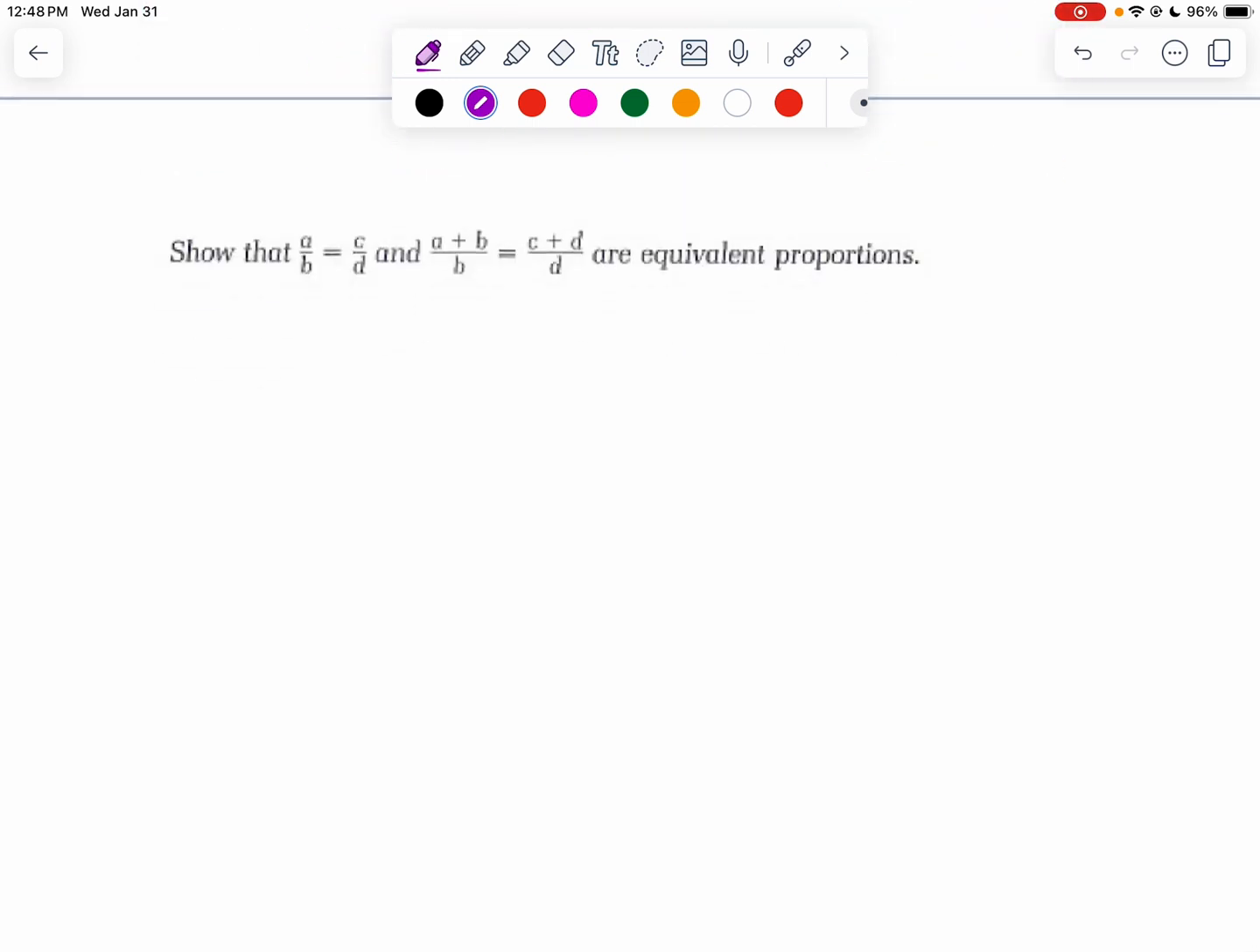Okay, so this is an example from your book. It says, show that A over B equals C over D, and A plus B over B equals C plus D over D are equivalent proportions. In your book, they show a different way to show that they're equivalent proportions. If you want to read through that, you're welcome to. But what we're going to do is, again, cross multiply. So I get AD equals BC.